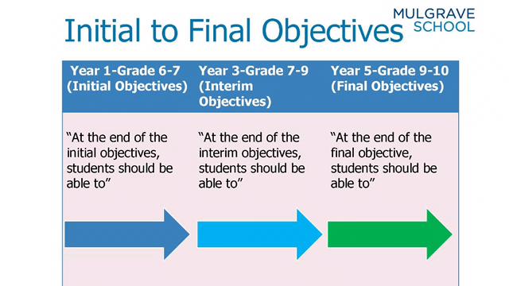The objectives provide teachers with a clear understanding of what students should be able to obtain by the end of the year. So these objectives really state for our teachers in a year 1, at the end of year 1 of grade 6 or 7, students should be able to do this before they move into the year 3 interim objectives, before they move into the final objectives.